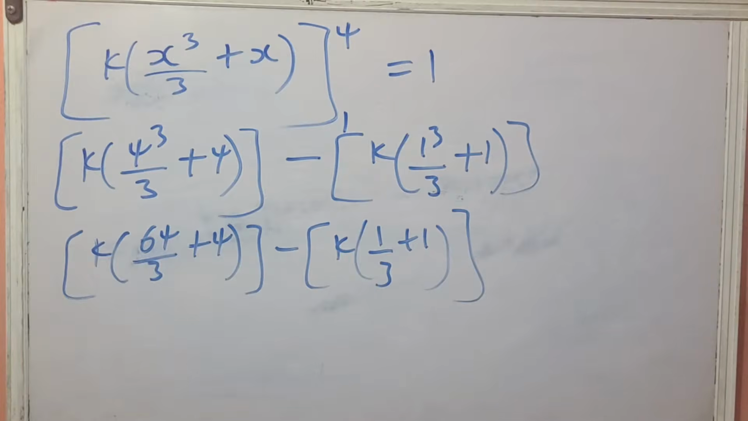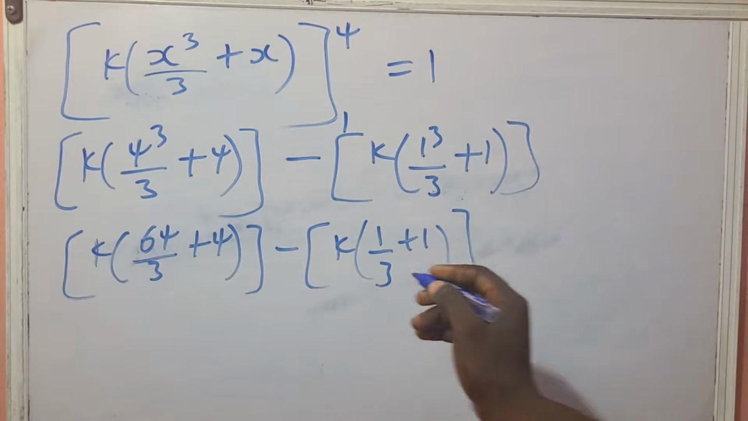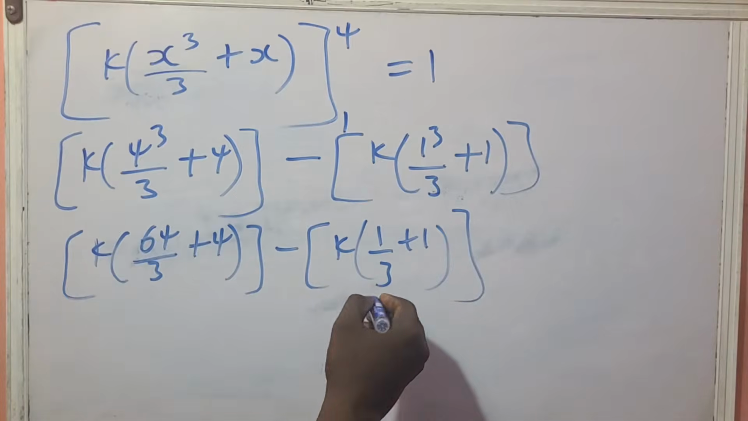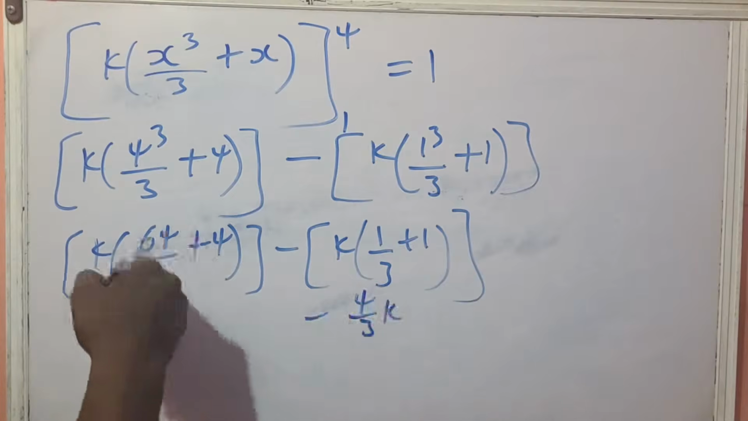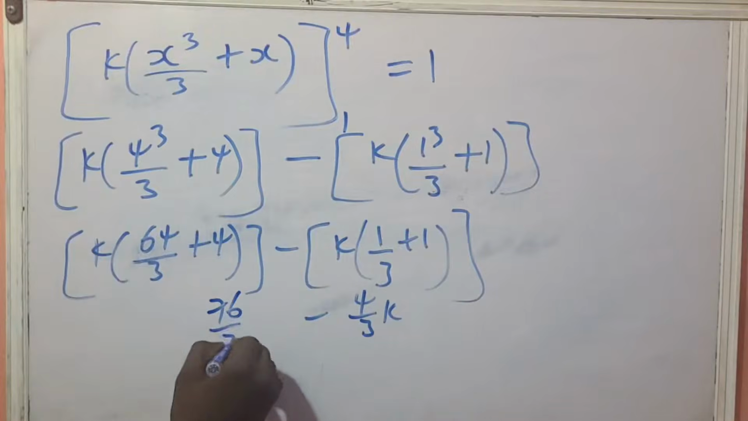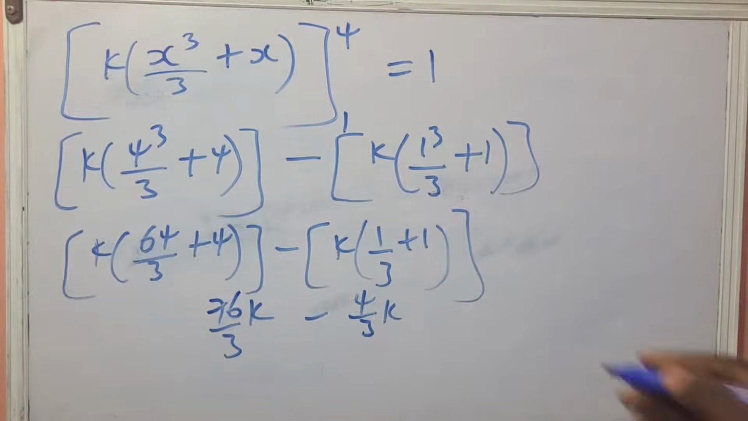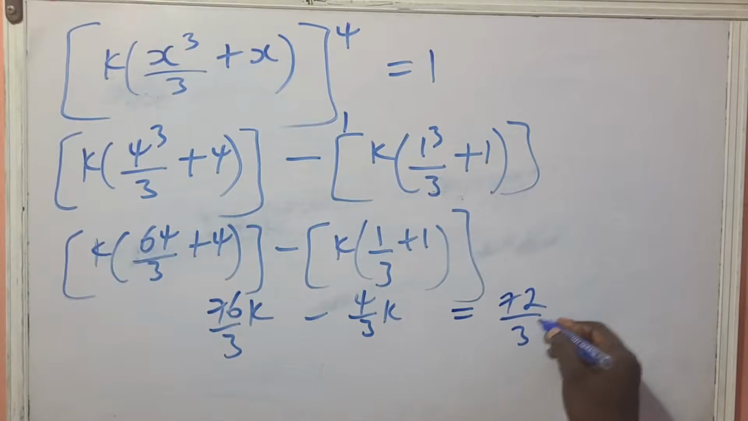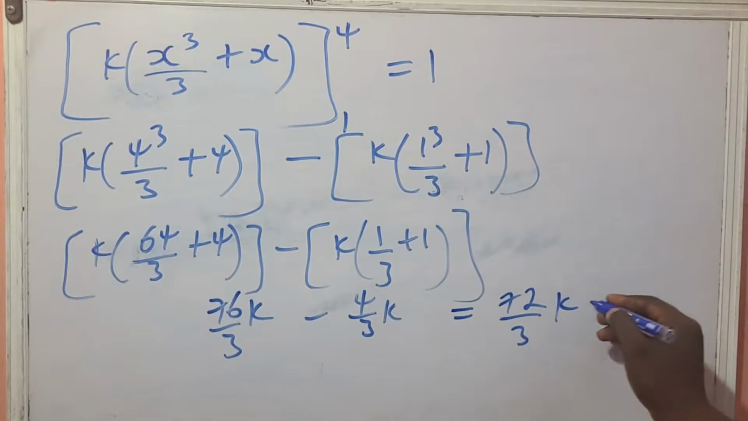All right, if you solve this, this should give you 4 over 3. So this will be 4 over 3k. And this will give you what? 64 over 3 plus 4 is 76 over 3. Okay? So when you make the subtraction of this, what do you get? 74 minus 4 is what? 72. And what is 72 over 3? That will give you 24.